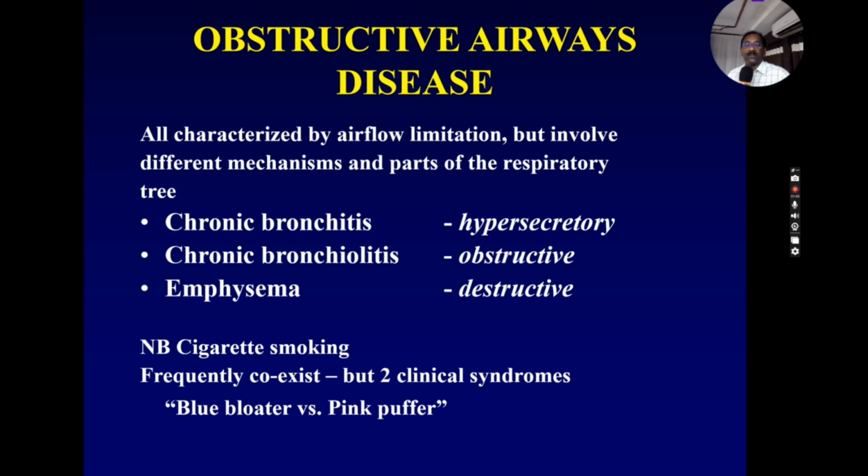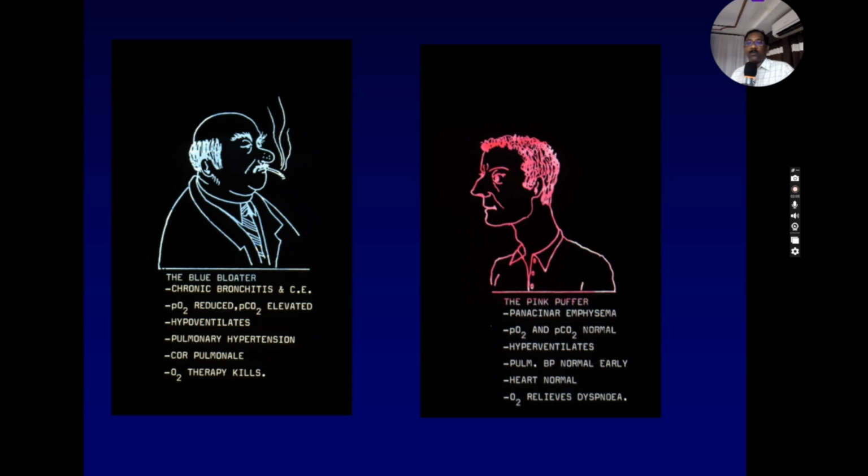It frequently coexists, but there are two clinical syndromes, blue bloaters and pink puffers. Since our undergraduate days, we all thought of blue bloaters and pink puffers as very important subsets of obstructive airway diseases. Blue bloaters are mostly chronic bronchitis. Here the PO2 is reduced and PCO2 is elevated. There is hypoventilation, always associated with pulmonary hypertension, and it leads to cor pulmonale, so right heart failure because of pulmonary hypertension and the respiratory disease. Here, oxygen therapy mostly kills the patient in blue bloaters.